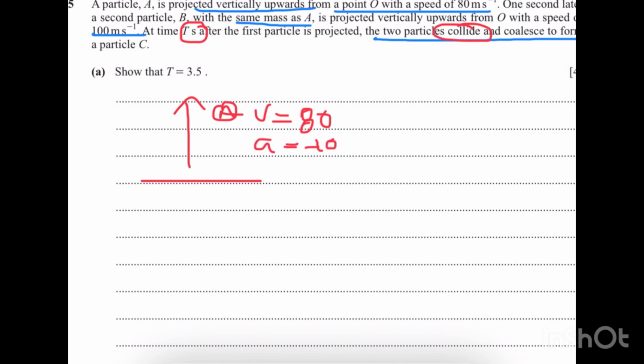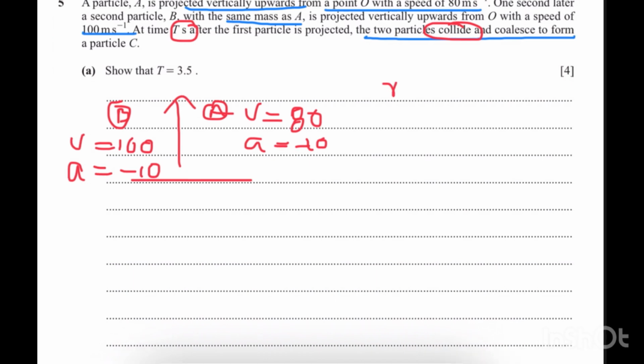As for particle B, it is projected a second later. Let's say this is particle B, and it is projected upward with a speed of 100. Like A, it is working against gravity, so acceleration will be minus 10. What we can notice is that when both particle A and particle B collide, they both will cover the same distance, since they are both projected from the same horizontal ground, which is point O. So we need to create two equations that show this.